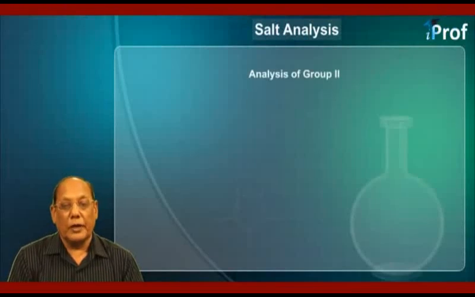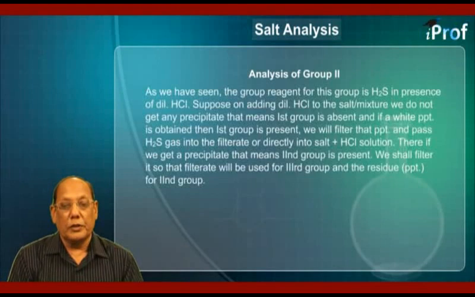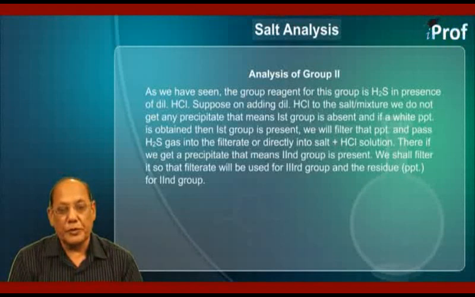Well, now we come to analysis of group second. As we have seen, the group reagent for this group is H2S in presence of dilute hydrochloric acid. Suppose on adding dilute HCl to the salt or mixture, there is no precipitate, that means first group is absent. And if a white precipitate is obtained, then first group is present.